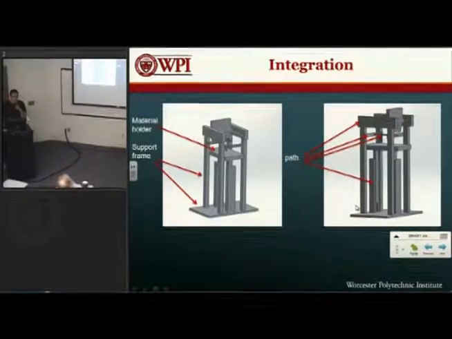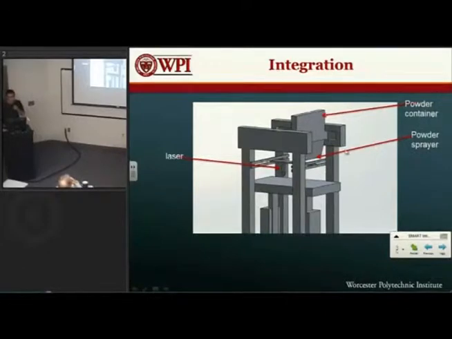This part shows our physical integration. In the left picture, you can see the supporter frame and the material holder. The right picture shows the paths for the different components of this system. At the bottom, this is a path for the inputting devices. And this is a path for the support material. And these two are the paths for the shaping component. And this shows some details.